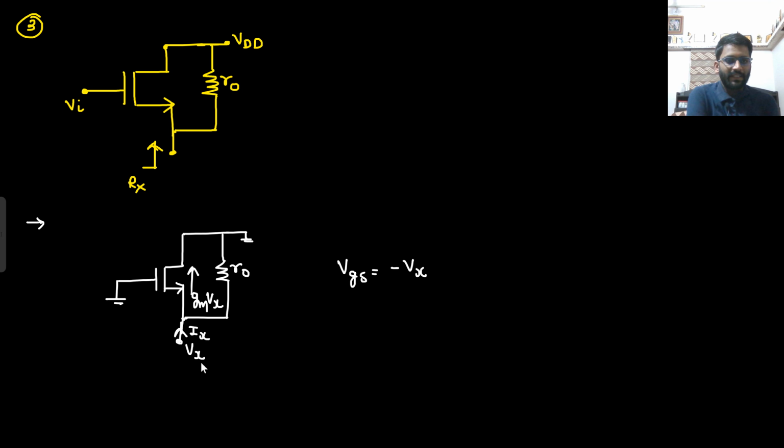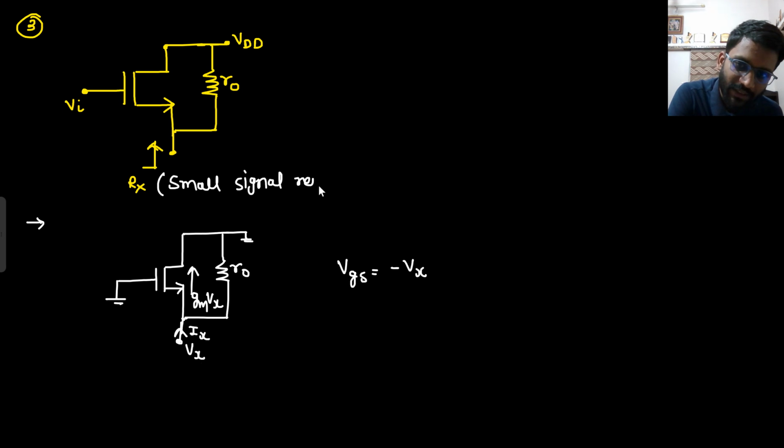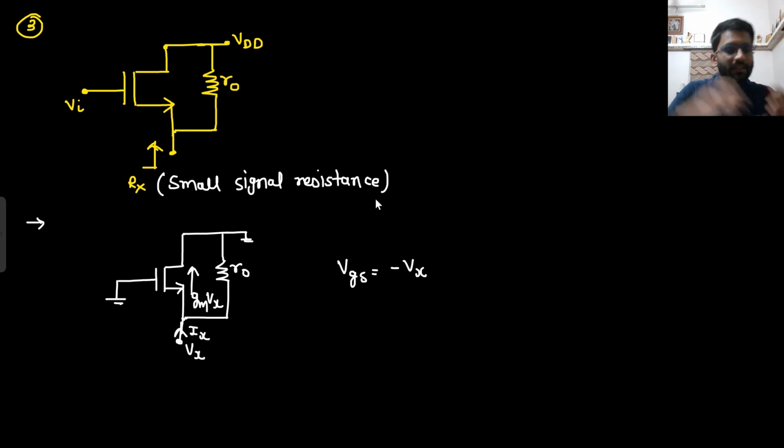Now people will say, sir, how can the current flow from source to drain? In an NMOS, it cannot flow from source to drain. I know that. But this is the small signal analysis. Here I should have written small signal resistance. We need to find the small signal resistance.